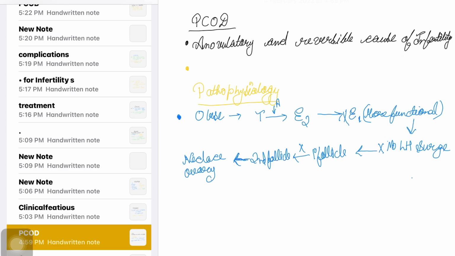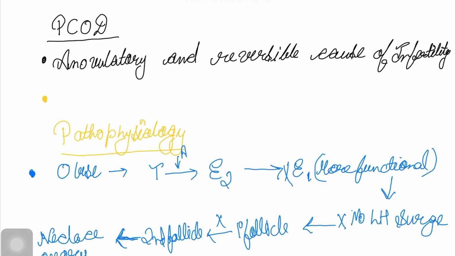So what is PCOD? Polycystic ovarian disease is an anovulatory and reversible cause of infertility. How is it reversible? Because it is a treatable cause of infertility. In PCOD the patient is infertile but can be treated.